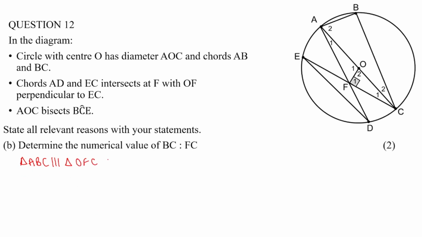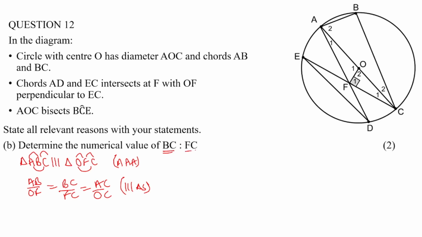From this we can say AB over OF is equal to BC over FC, which is equal to AC over OC. The reason is similar triangles. We want to find the ratio of BC to FC. What can you say about AC and OC? These are radii, remember. OA is equal to OC because they are radii.